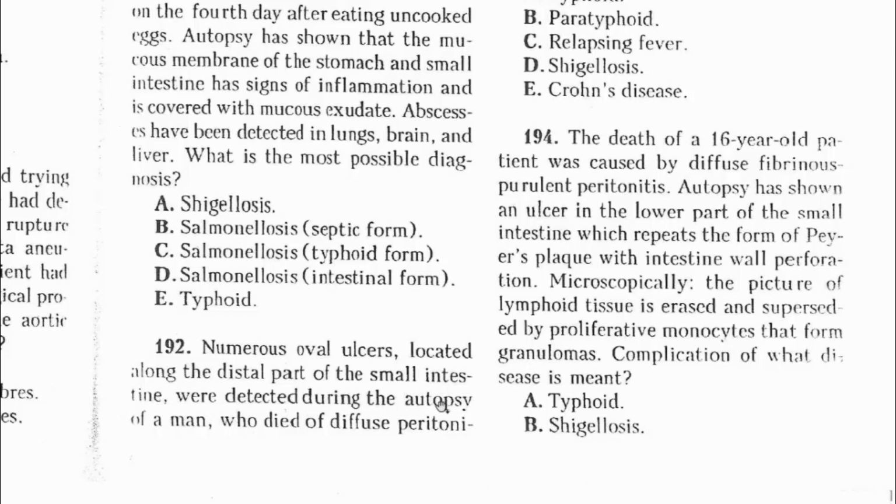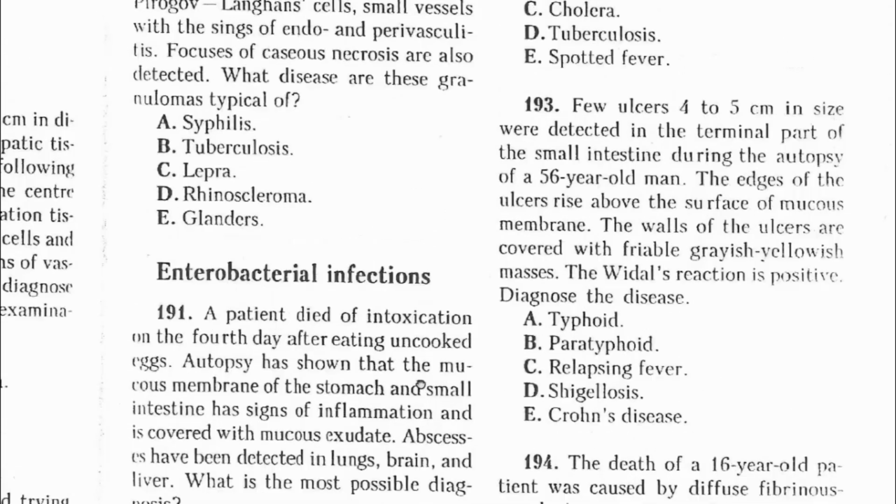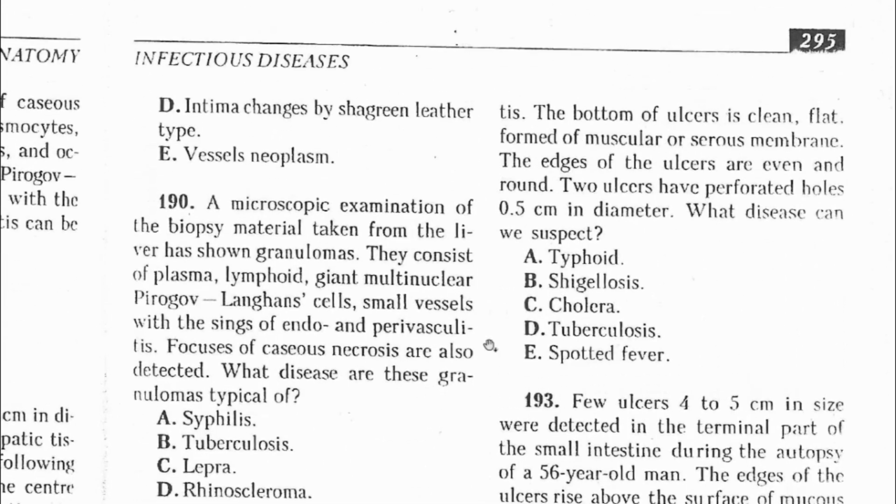Were detected during the autopsy of a man who died of diffuse peritonitis. The bottom of the ulcers is clean, flat, formed of muscular or serous membrane. The edges of the ulcers are even and round. 2 ulcers have perforated. Oh, this is definitely talking about typhoid fever. Typhoid fever. So your answer should be A.